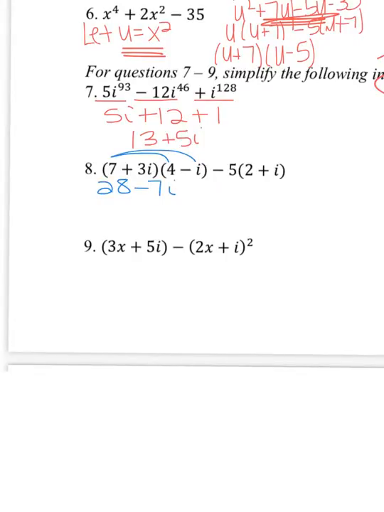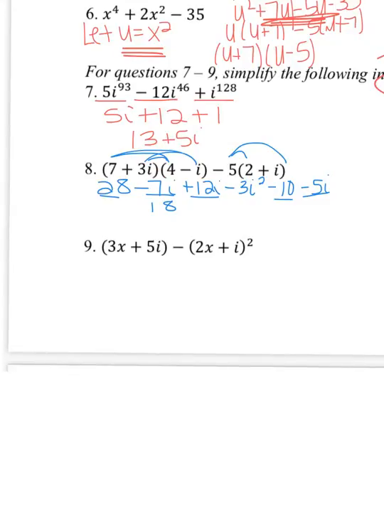minus 7i plus 12i minus 3i squared. Then we have minus 10, if I distribute the negative 5. Negative 5 times 2 is negative 10. Negative 5 times i is negative 5i. So now I'm going to clean this up a little bit and combine like terms. So 28 minus 10 is 18. Negative 7i plus 12i is 5i.